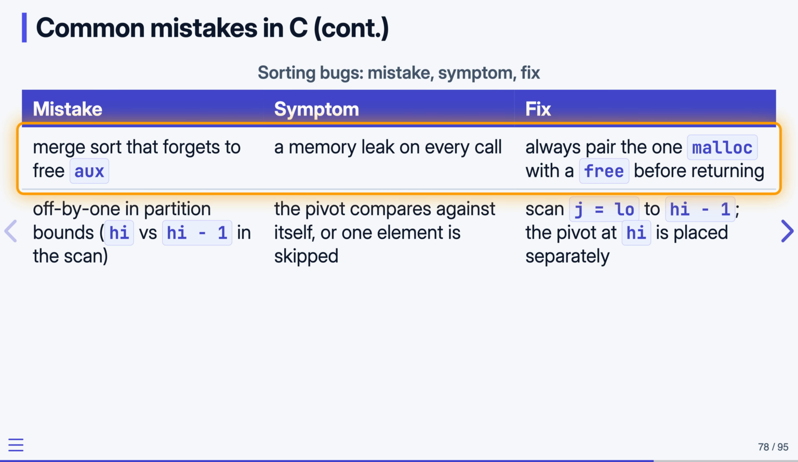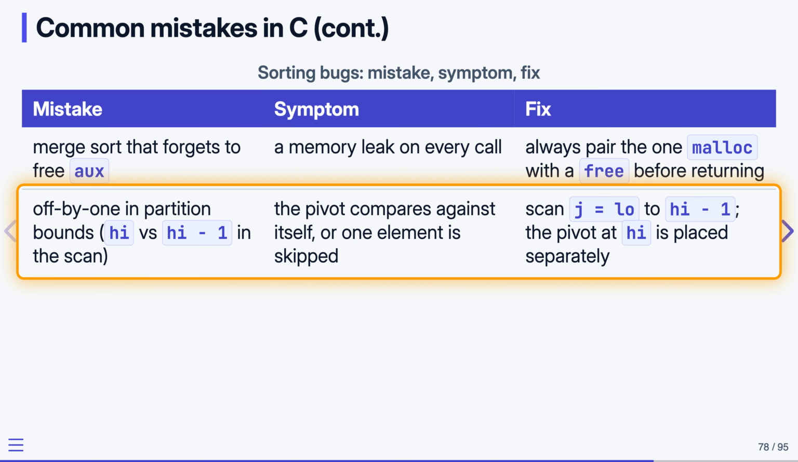Two more bugs. First, a merge sort that forgets to free the auxiliary array. The symptom is a memory leak on every single call. The fix is to always pair the one malloc with a free before returning. Second, an off by 1 in the partition bounds, high instead of high minus 1 in the scan. The symptom is that the pivot compares against itself, or one element is skipped entirely. The fix is to scan j from low to high minus 1 and place the pivot at high separately.